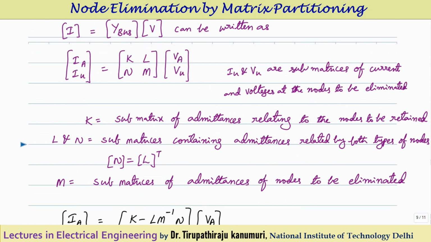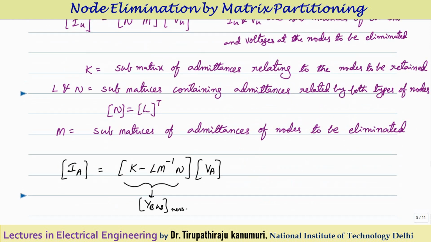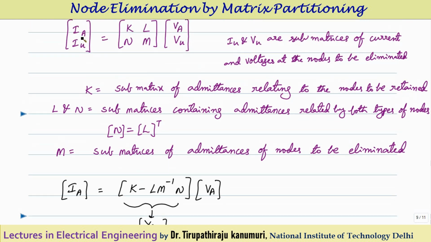So from this, if you want to calculate the value of IA, you can calculate it in terms of VA. That means you can eliminate the effect of IU and VU just by replacing it in this form: K minus L into M inverse into N. K minus L into M inverse into N. So if you are writing normally, how will IA come? IA is equal to K into VA plus L into VU.